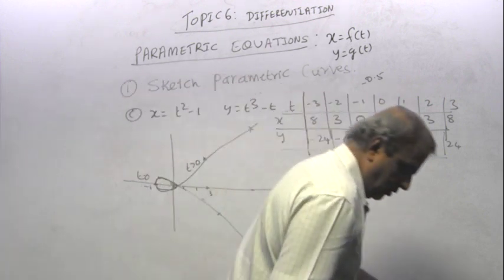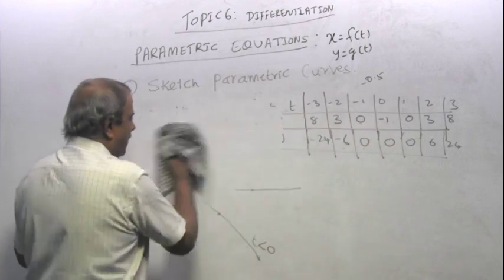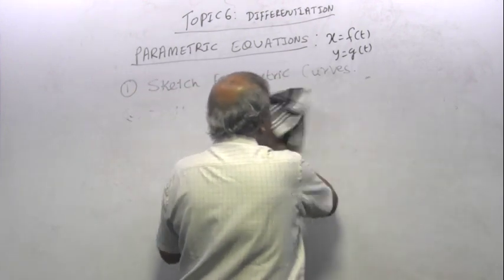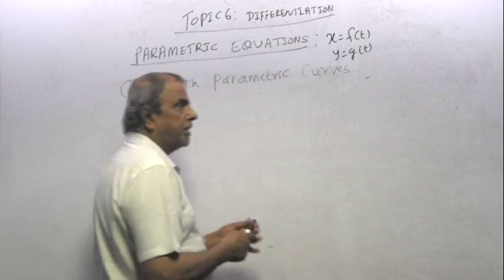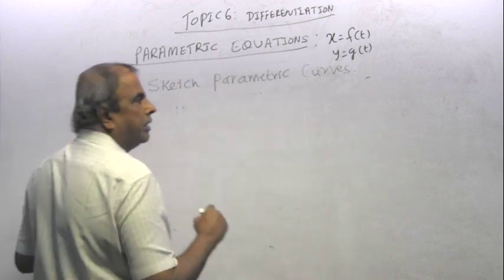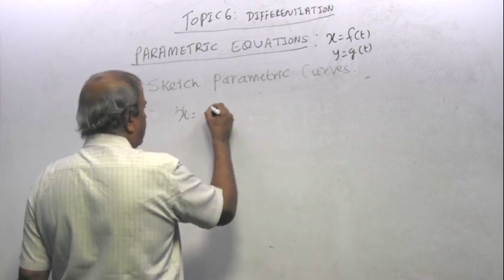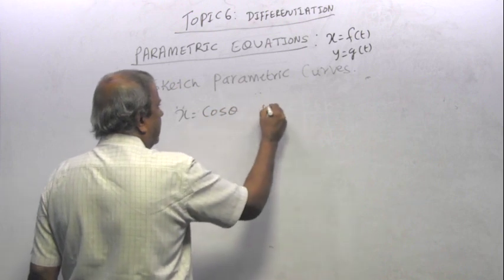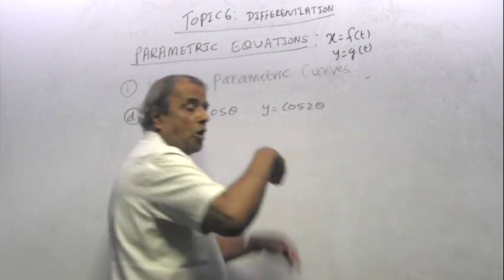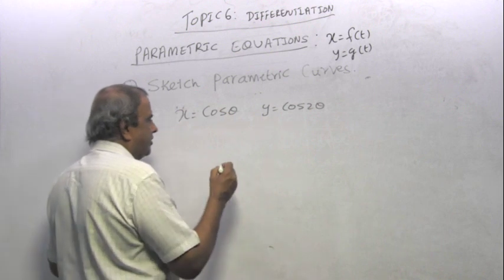I've got 2 more to do. I said I'll do about 15 minutes maximum. So the next one is a straightforward question, but we need to know certain things. That's why I'm taking this. Part D is x equal to cos theta, y equal to cos 2 theta. No domain given, but we assume the domain 0 to 2 pi. There's a reason why I'm taking this.